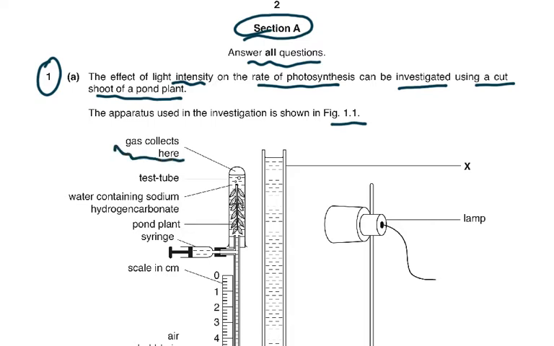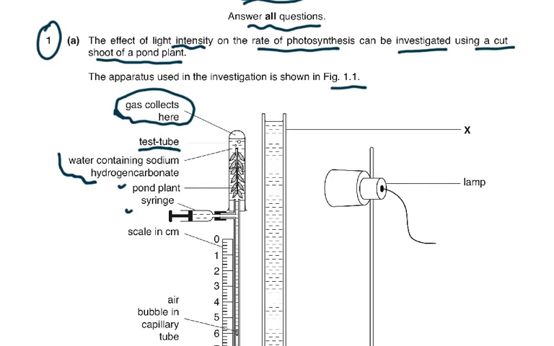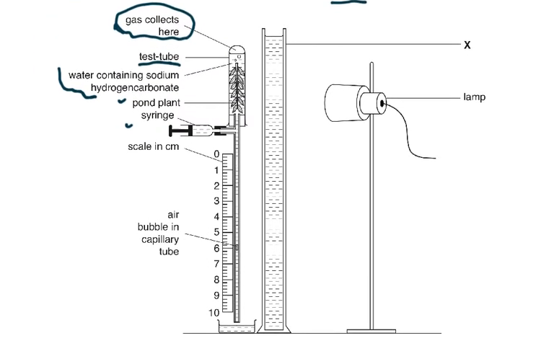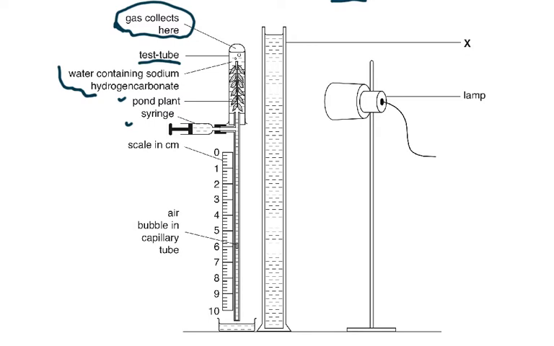Gas collects here, then there's a test tube, then there's water containing sodium hydrogen carbonate, there's a pond plant, and there is a syringe, and there is a lamp, and there is something known as X. And as we look at the entire picture, we have a scale in centimeters, and then we have an air bubble in the capillary tube, and we have the lamp here, and there's something known as X. Now X is actually a heat shield.